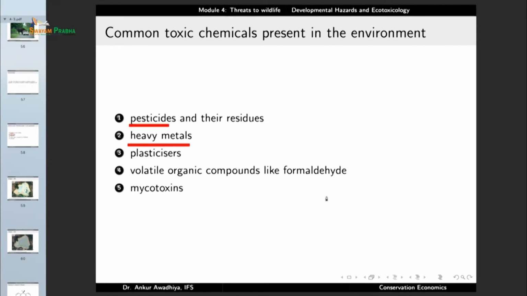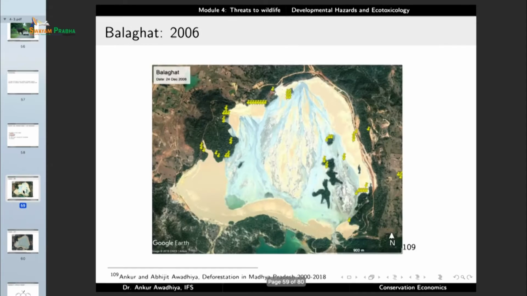Heavy metals, especially those that we are releasing because of our mining activities, such as in the case of tailings dams. So this is an image from Balaghat. We have a mine there, and this is a tailings dam. In the tailings dam, the residues that are released from the mine are stored. And we can observe in this satellite image from 2006 so many trees that are there in between this tailings dam.